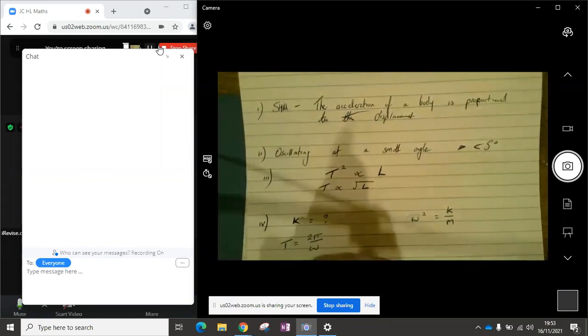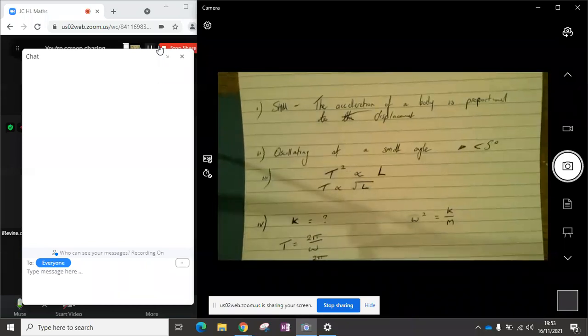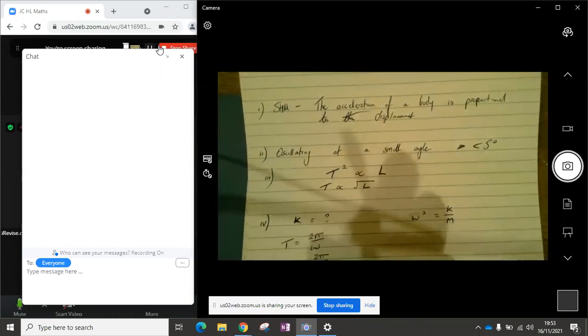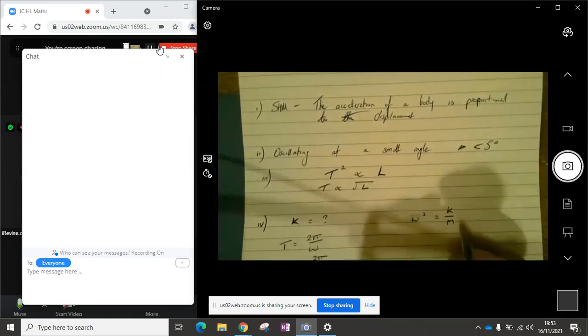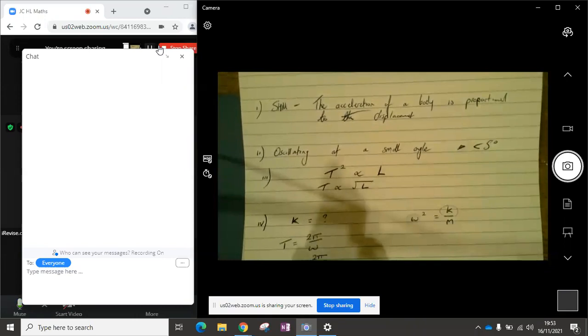Omega is equal to 2 pi over the period. We're told the period of oscillation is 0.85 seconds. That gives us 7.39. That's the answer for omega. Now we're looking for K, don't forget, not omega. So omega squared is equal to K over M, so omega squared times M is equal to K.